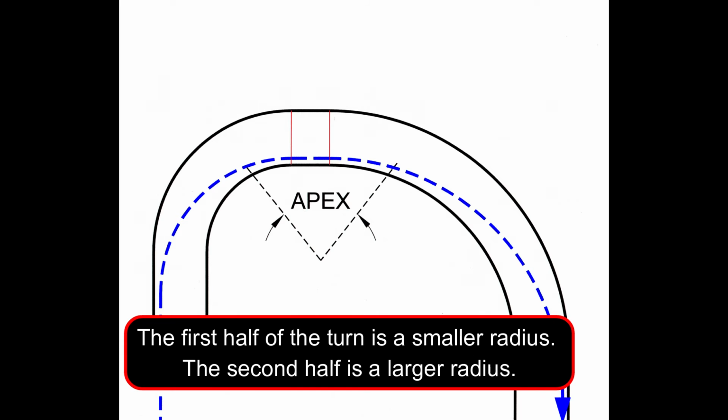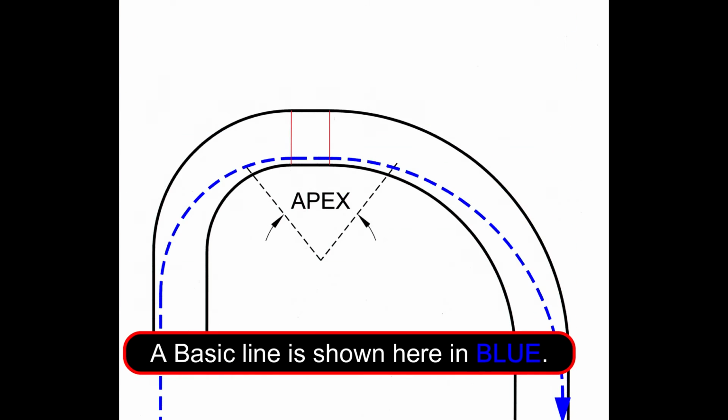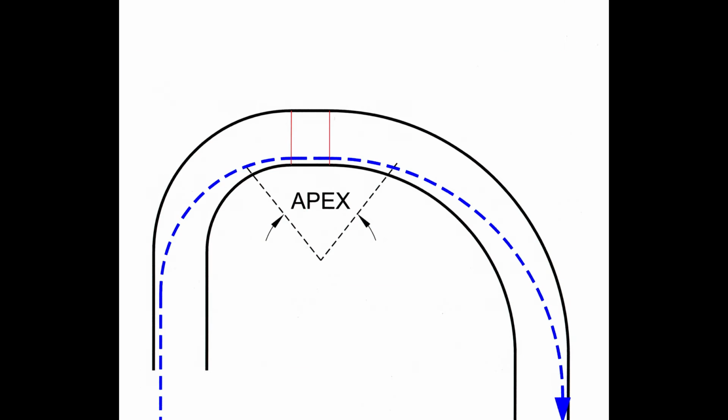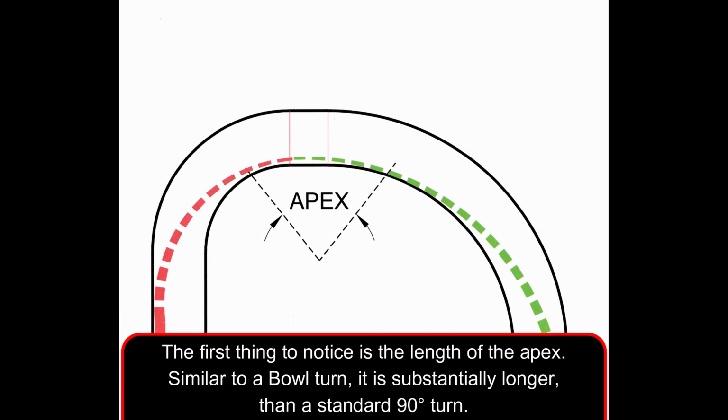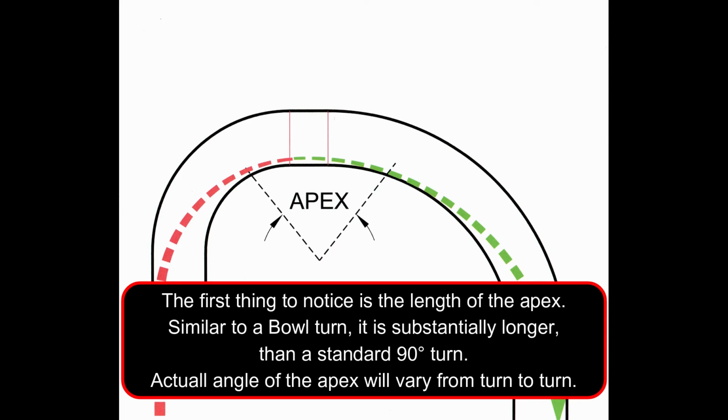The first half of the turn is a smaller radius, and the second half is the larger radius. A basic line is shown here in blue. Here we break down the turn into its components. The first thing to notice is the length of the apex is similar to a bowl turn. It is substantially longer than a standard 90-degree turn. The actual distance at apex will vary from turn to turn.